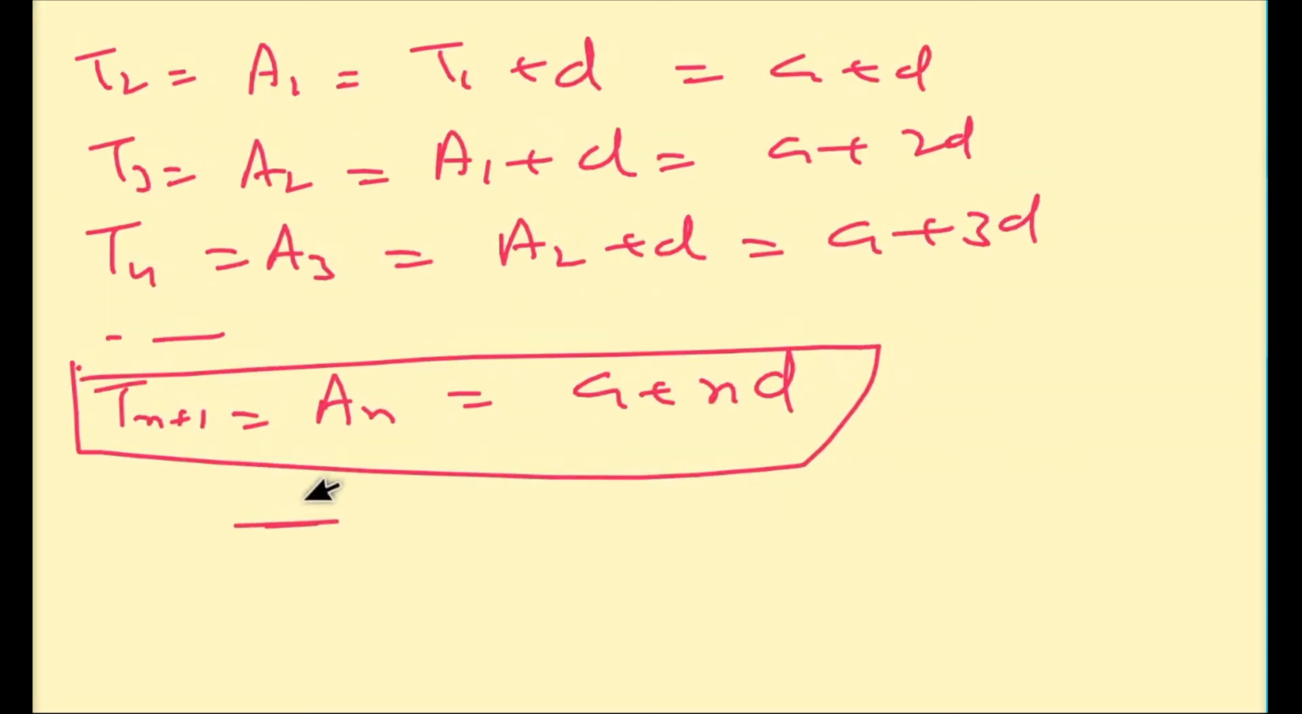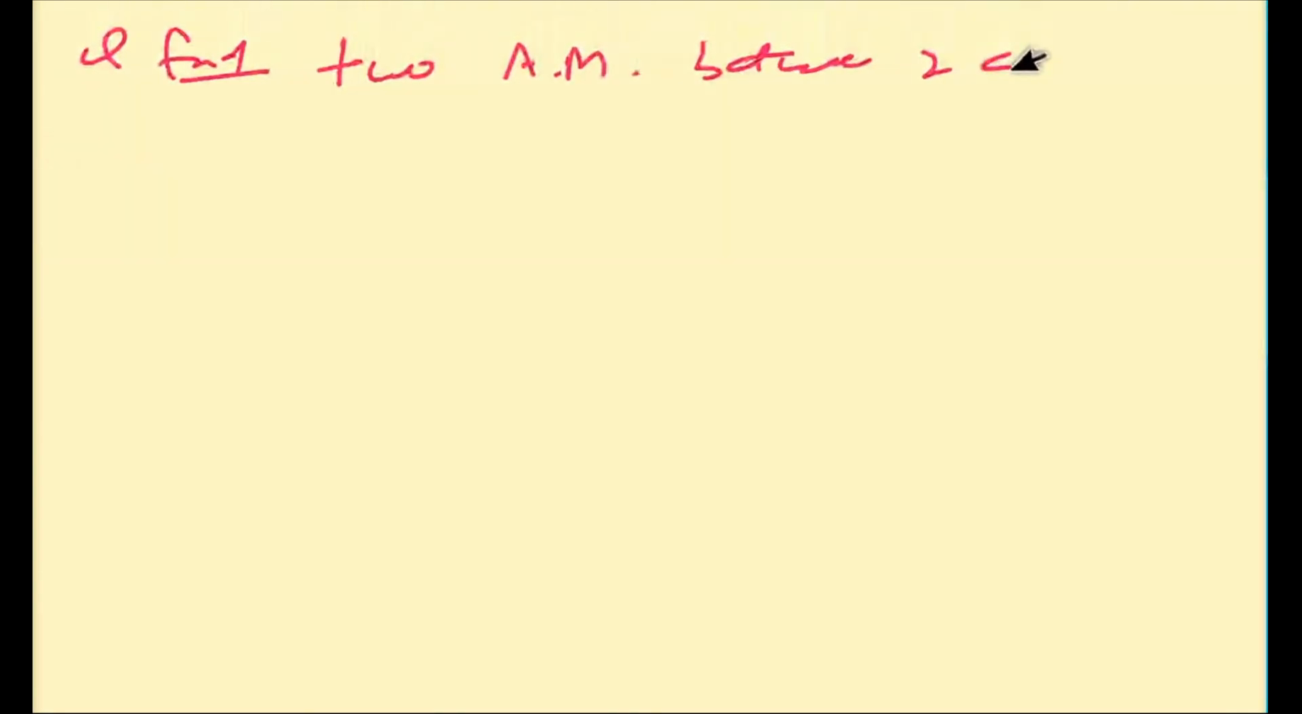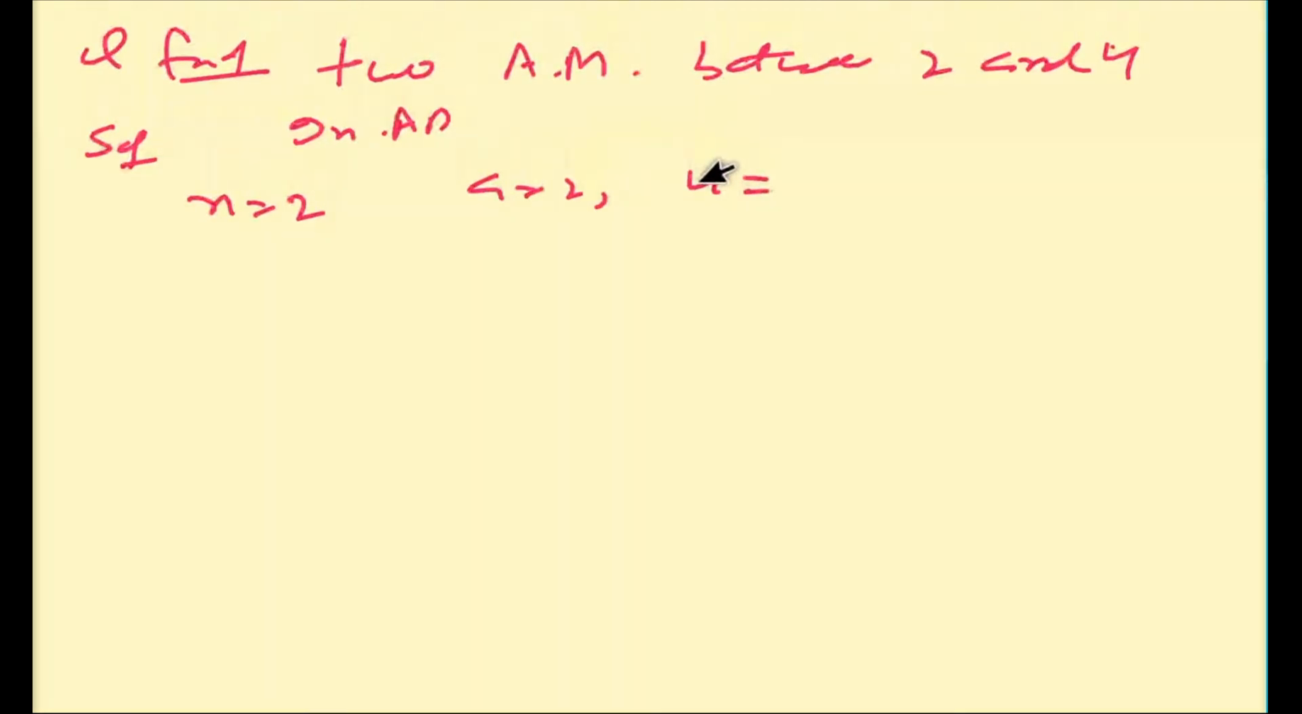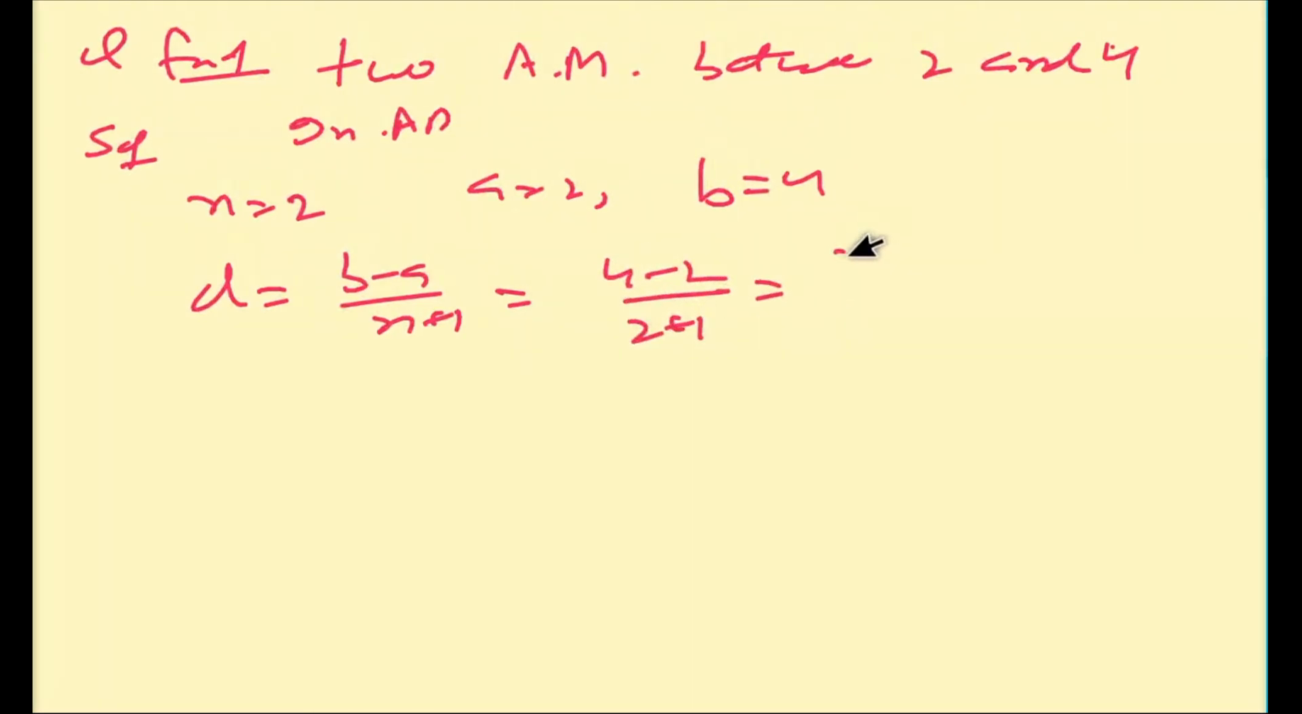Okay student, now I want to describe one question. Find two arithmetic means between 2 and 4. So in AP, n equal to 2, A equal to 2, B equal to 4. Using the formula, (B minus A) upon (n plus 1), that is (4 minus 2) upon (2 plus 1), that is 2 upon 3.